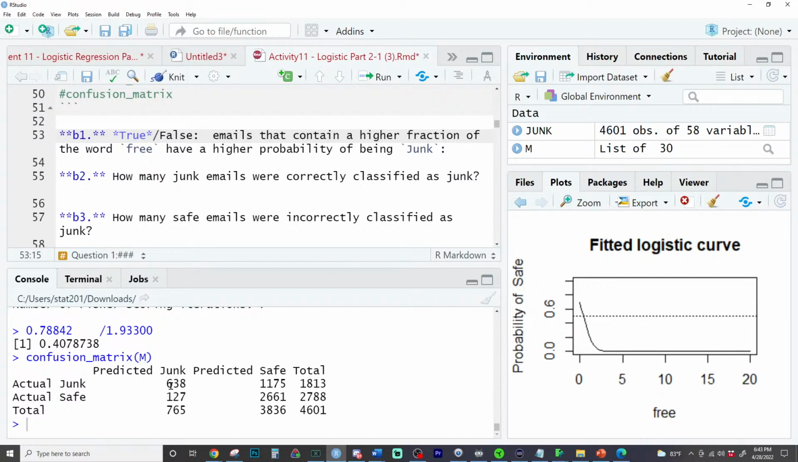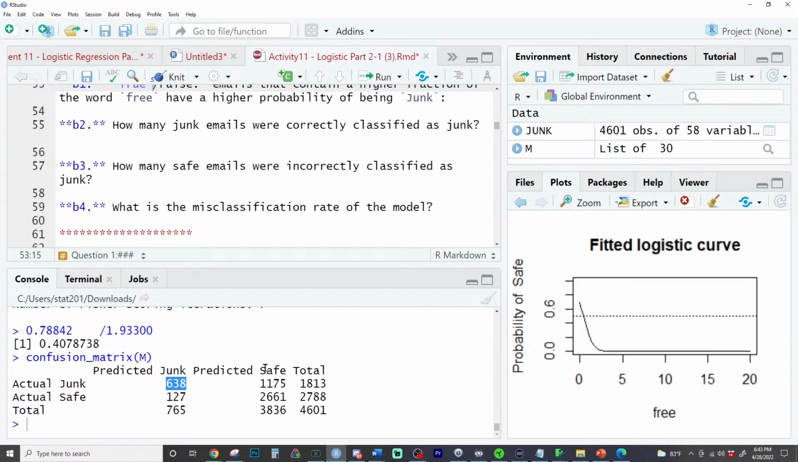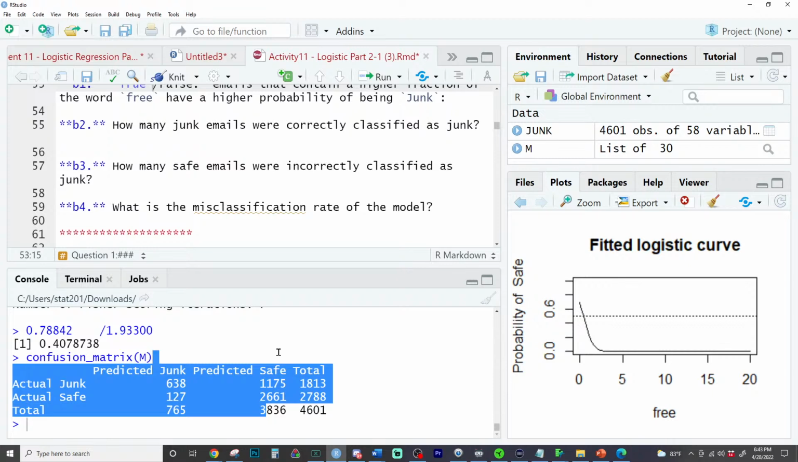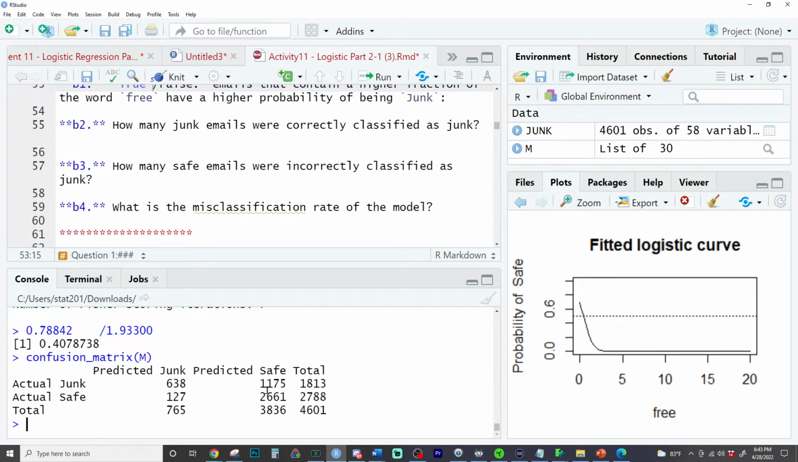The junk emails that were correctly classified would be these right here. They were predicted junk and they were correctly classified. So that's how many were correctly classified. How many safe emails? We're just going to this column right here. Great job, Lillian. Good practice.